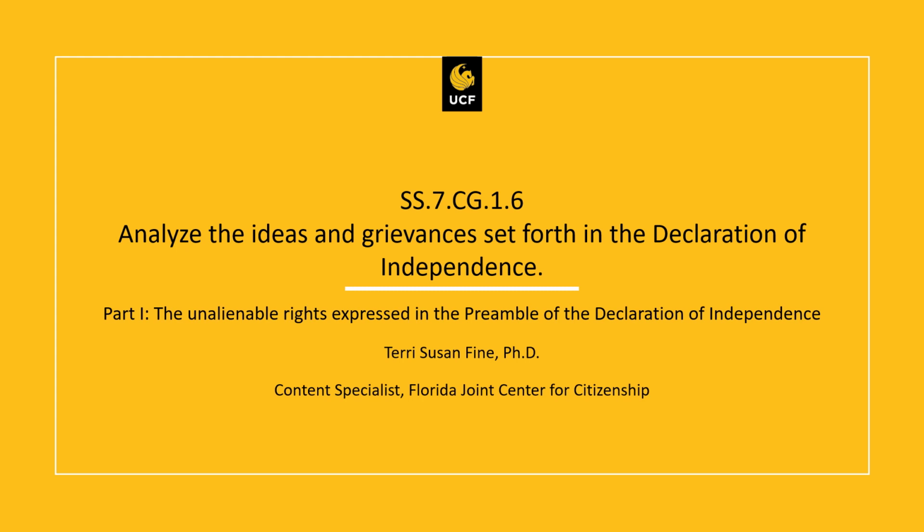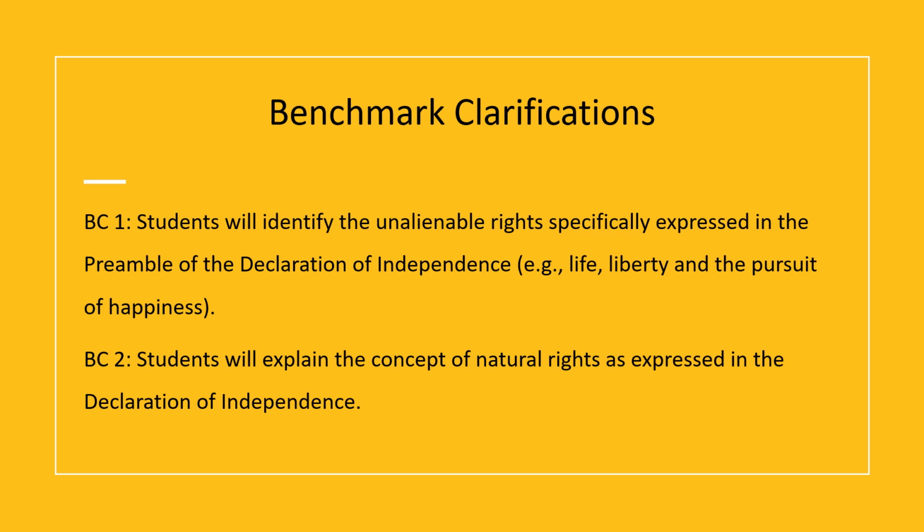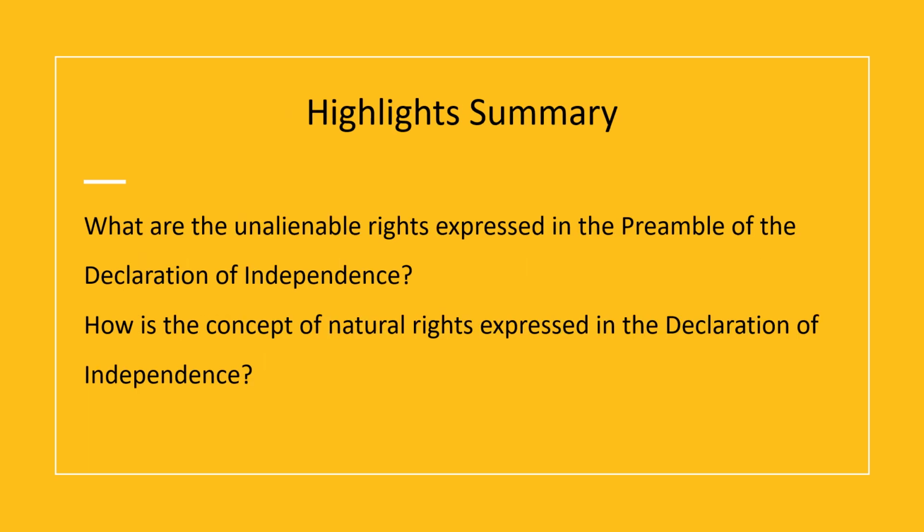Today we're going to be focusing on Benchmark 1.6, in which we will analyze the ideas and grievances set forth in the Declaration of Independence. In Part 1, we focus on the unalienable rights expressed in the preamble of the Declaration of Independence. So first we're going to be identifying the unalienable rights specifically expressed in the preamble. These unalienable rights include life, liberty, and the pursuit of happiness. After that, we will explain the concept of natural rights as expressed in the Declaration of Independence.